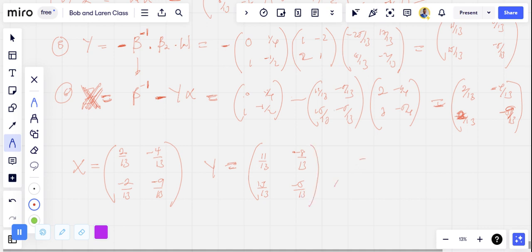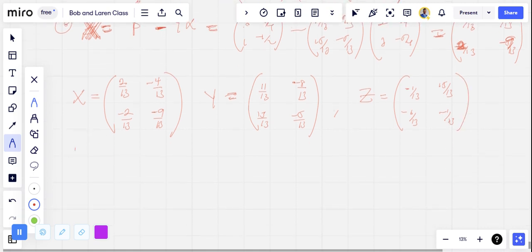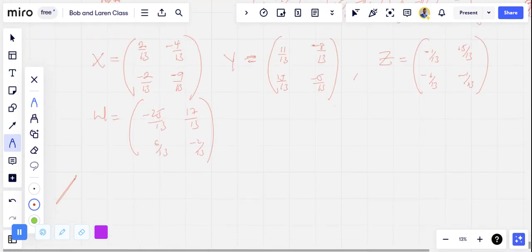So for z, I have my z as minus 1 over 13, 15 over 13, minus 6 over 13, minus 1 over 13. And as for the w, which is the last part, we have our w as minus 25 over 13, 17 over 13, 6 over 13, minus 2 over 13. Please take note, that's for the w part. So therefore, the A inverse I'm looking for is equal to this x, y, z, and w, right?